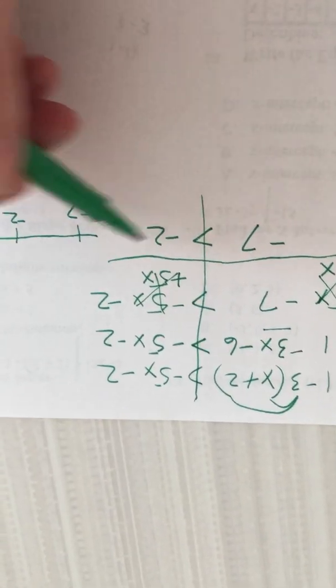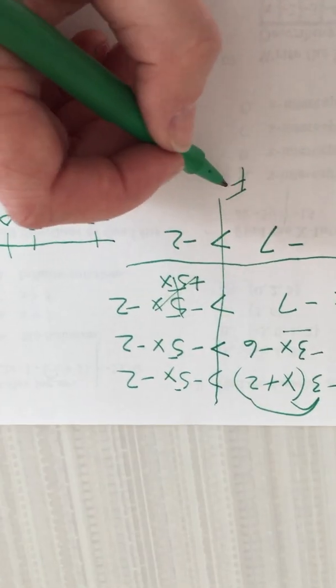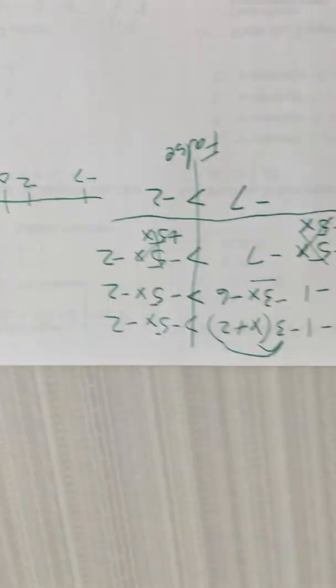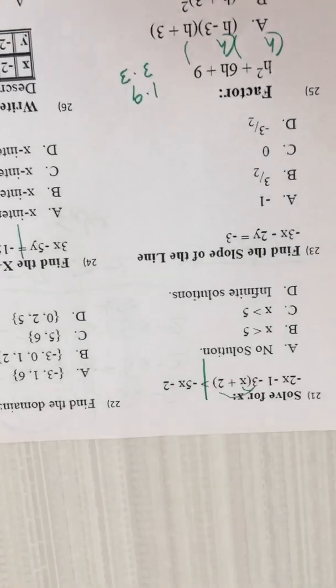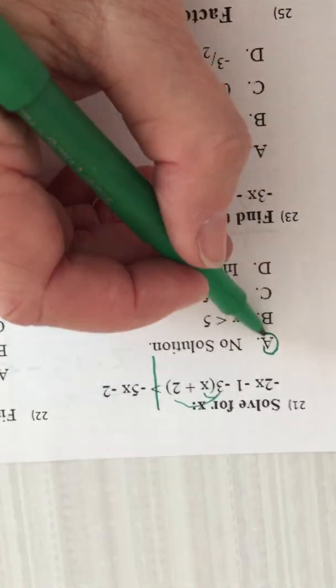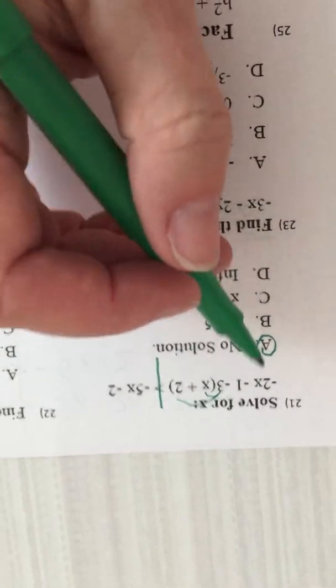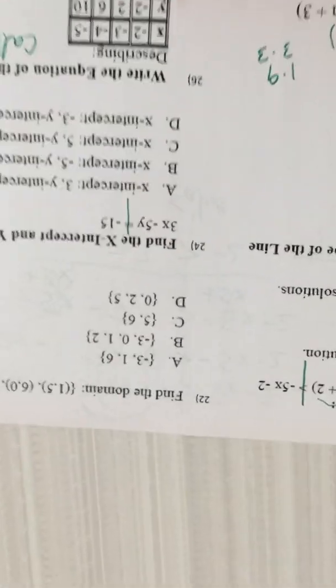So is this bigger than negative 2? No, it is not. This is false. So since it's false, is it no solution or infinite? It is no solution. Had it been true, it would be infinite solution. But since it's false, it's no solution.